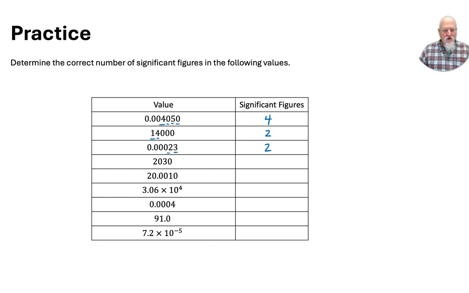2030. The 2 and the 3 are significant. The 0 between the 2 and the 3 is significant. That trailing 0 is not significant because there's no decimal. So that has 3.